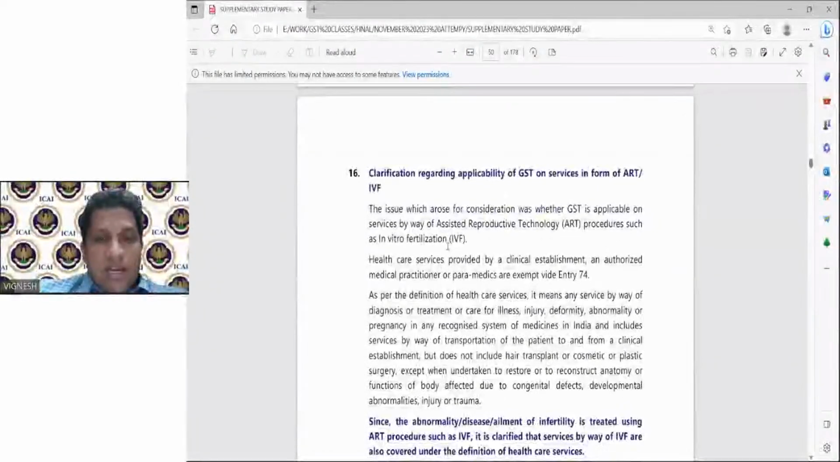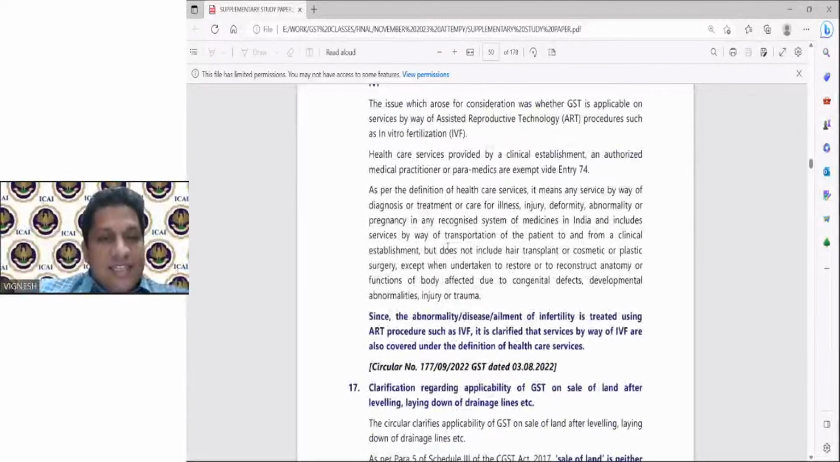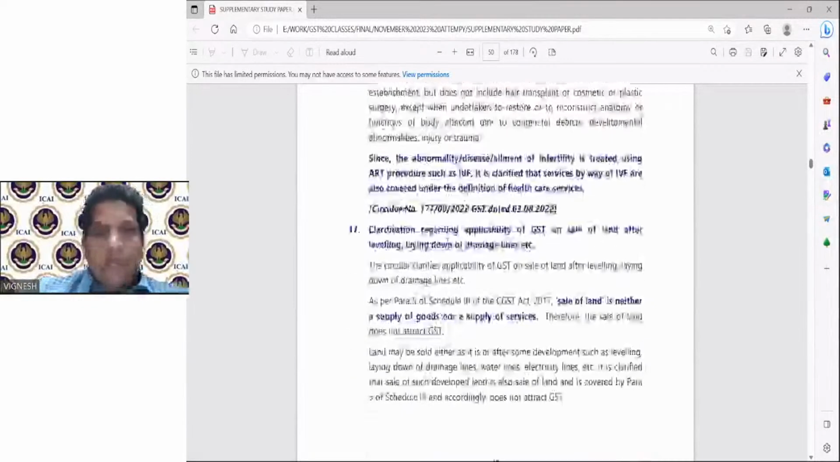Services in the form of ART, assisted reproduction. If you are not able to conceive, you go to these particular centers, or in vitro fertilization. Healthcare services are anyway exempt, but whether this is a healthcare service or not is very clear. Infertility disease is treated because of this IVF. That is why it is very much a healthcare service. So therefore, it is very much exempt, not chargeable to GST.